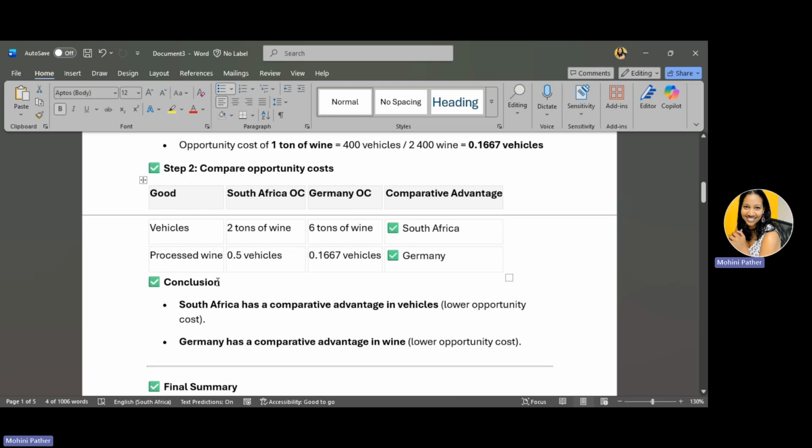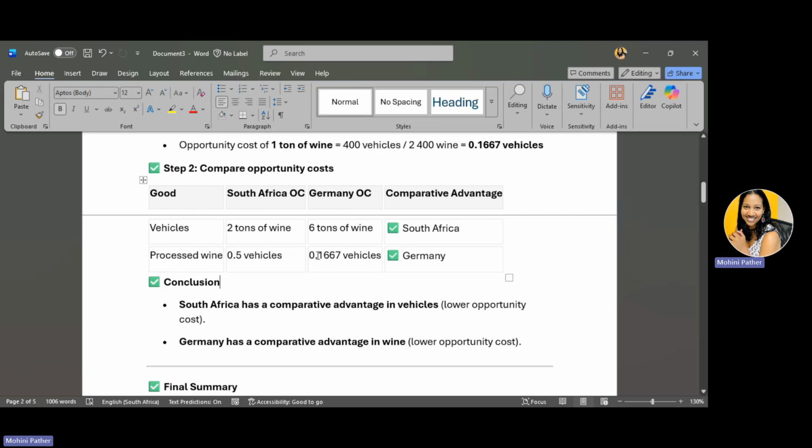Why? Because one barrel of wine, of course, goodness, forgive me. One barrel of wine is going to cost us half a vehicle. But it only costs Germany 0.667 vehicles. So what I want you to remember is that the country will specialize in the product where they have the lowest comparative cost.